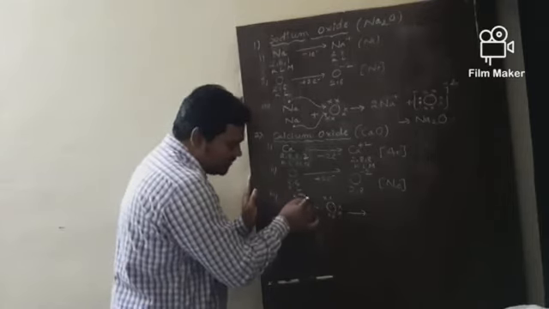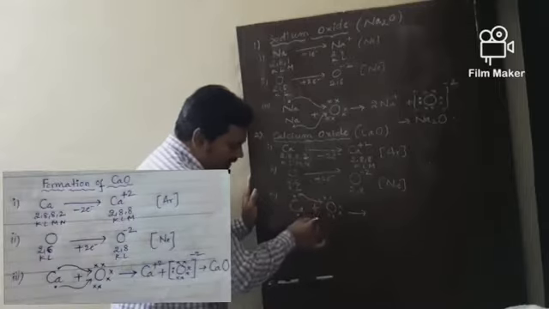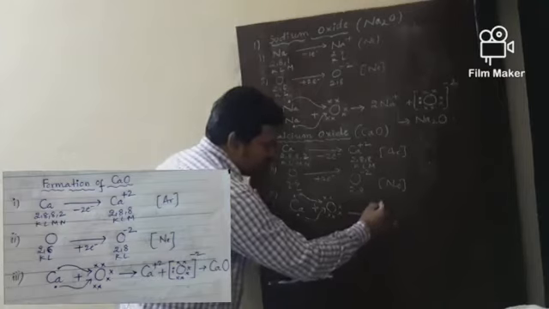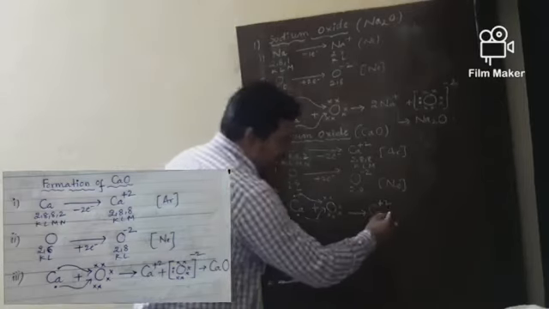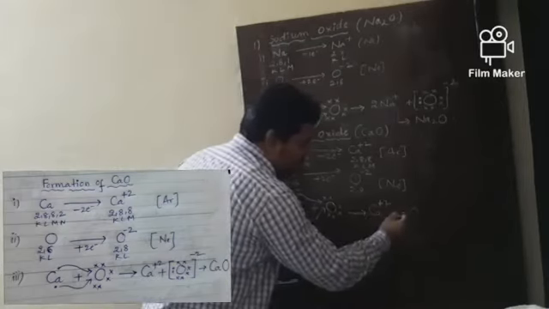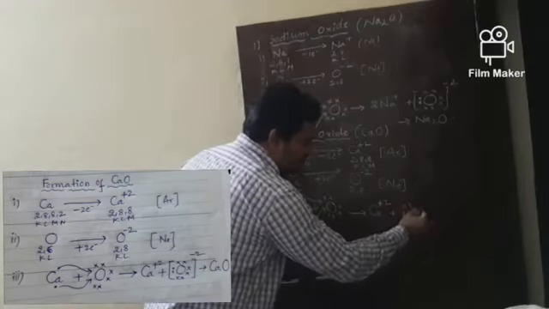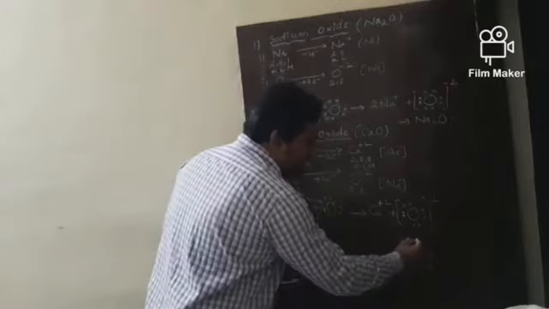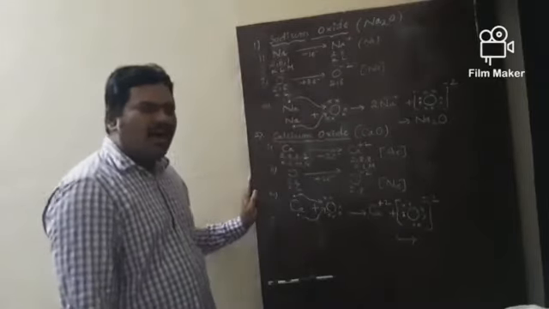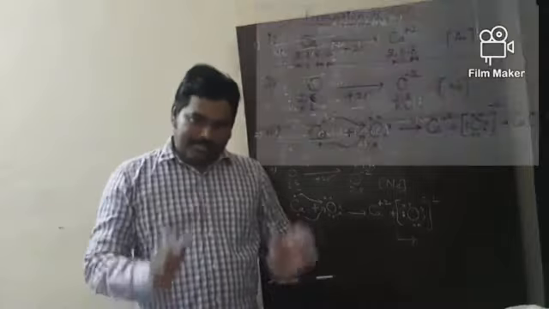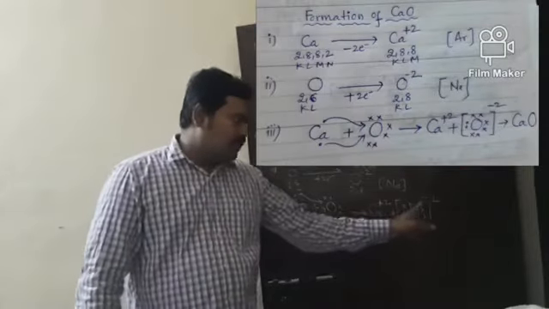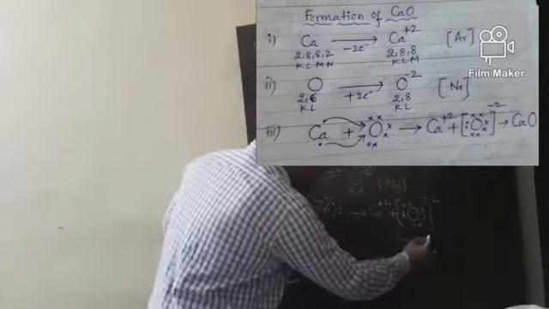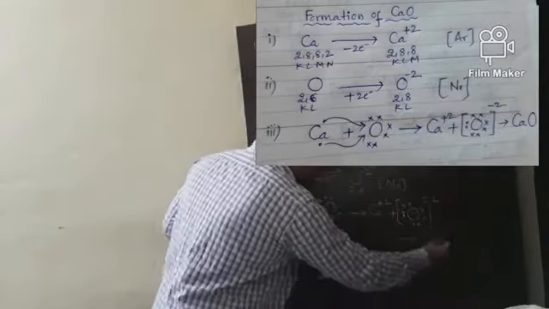So calcium donates these 2 valence electrons to oxygen, so that calcium is able to attain the Ca plus 2 configuration. Oxygen, at the same time, gains these 2 electrons and finally becomes O minus 2. These are oppositely charged particles. A strong force of attraction exists between Ca plus 2 and O minus 2. That bond is called an ionic bond. Because of this bond, finally we get calcium oxide.